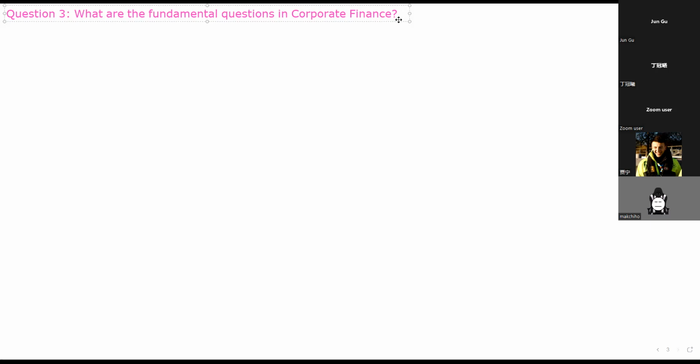And what are the fundamental questions here? I will divide the core questions that can be dealt with in corporate finance into 2 groups. One is valuation or assessment.